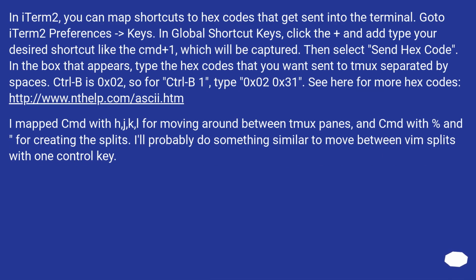In iTerm2, you can map shortcuts to hex codes that get sent into the terminal. Go to iTerm2 preferences in GUI, Keys. In global shortcut keys, click the plus and type your desired shortcut like CMD plus 1, which will be captured. Then select send hex code. In the box that appears, type the hex codes that you want sent to tmux separated by spaces. Ctrl-B is 0x02, so for Ctrl-B 1, type 0x02 0x31. See here for more hex codes, this URL.